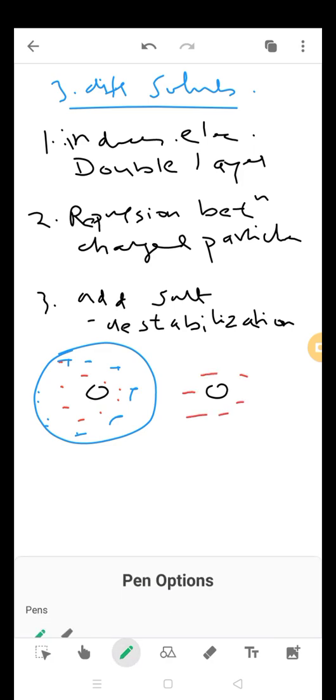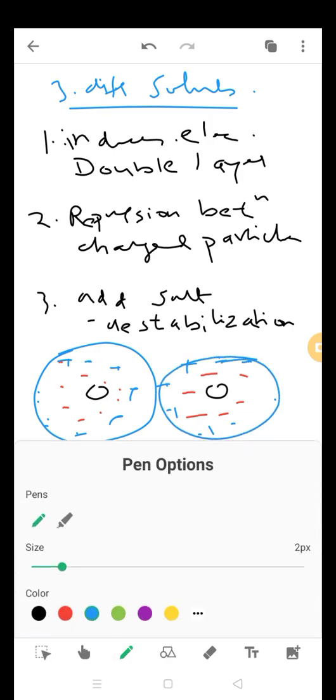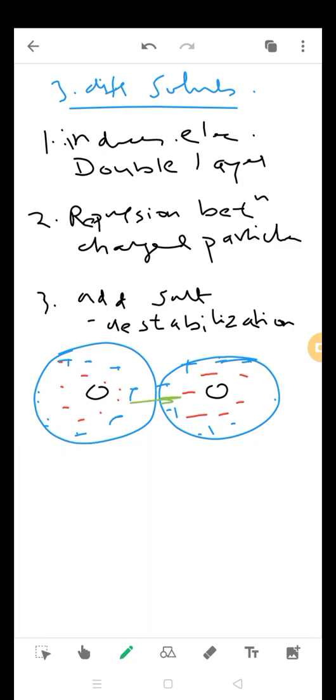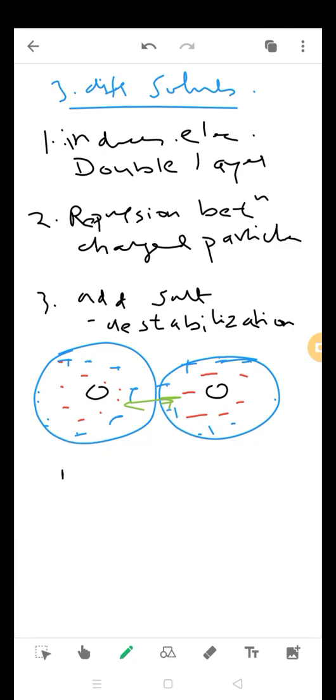Initial negative charges followed by positive charges. So there will be a repulsion between these two, and there is a range of such repulsion, and that range is called Debye length.